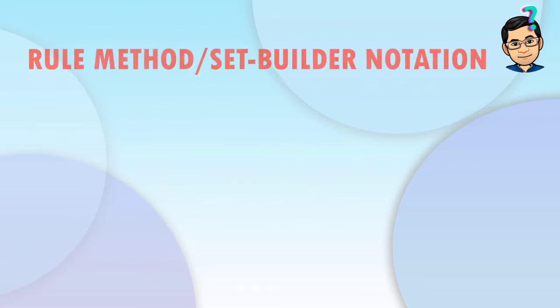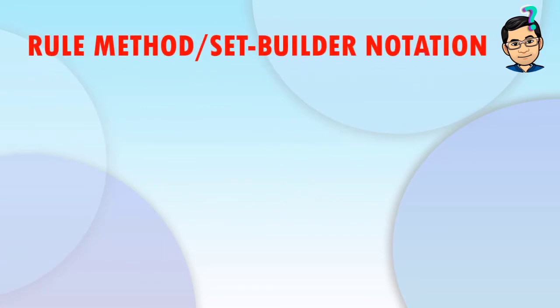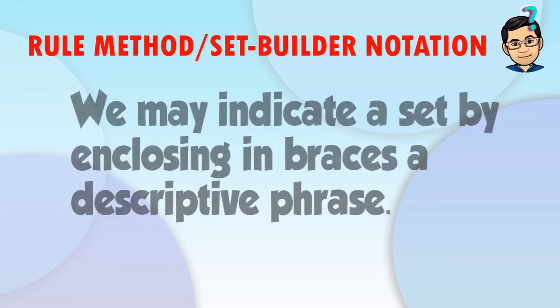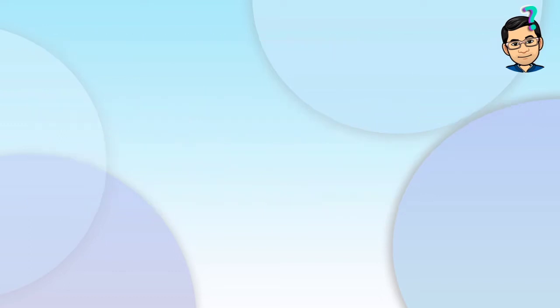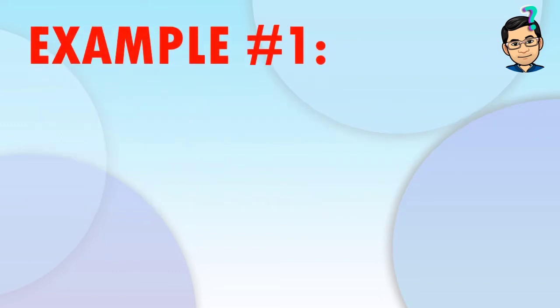Let's have now the rule method or set builder notation. This is the exact opposite of roster method or listing method. So kung kanina naglilista tayo ng elements, for this particular method, nakalista na yung mga elements. So what we are going to do now is to generate a rule kung anong meron dun sa given elements na yon. So let's have example number 1.